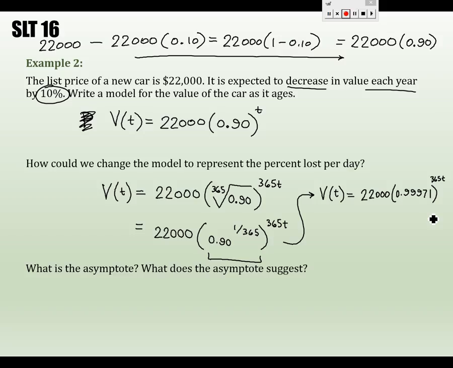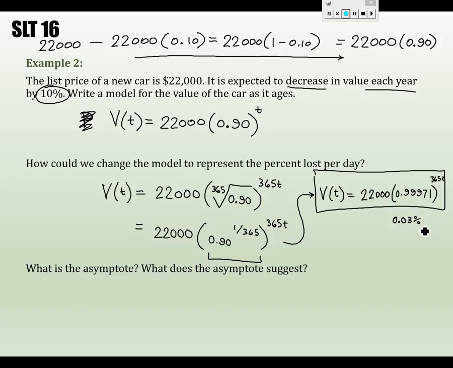So that's good. I think that represents the loss per day. So the loss per day is, what is that? 0.03% decrease each day, which is not very much per day, but over the course of the year, that's a 10% decrease after 365 days worth of decreasing by 0.03% each day.